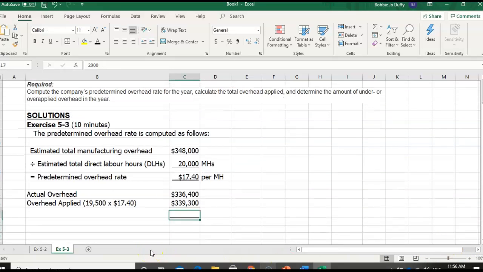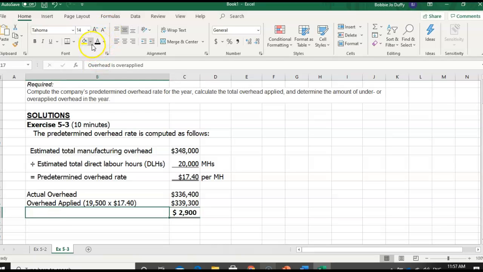So what does that mean? Well, the difference between what our overhead actually cost us and how much we applied to our jobs, the difference between the actual and the applied overhead, is $2,900. So if we applied more than it actually cost us, we're going to consider that we have over applied our overhead by $2,900.